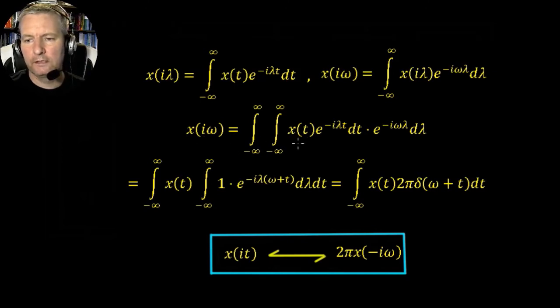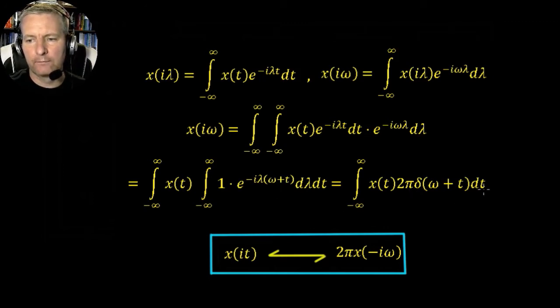Now we can take the x of t out of the integral sign here, and we'll have an integral from minus infinity to infinity of x of t, and we'll have a dt at the end. Now everything that's in the centre here, the integral from minus infinity to infinity of 1 times e to the minus I lambda omega t plus d lambda, well we've seen that before. That's really just the Fourier transform of a value of 1. Now the Fourier transform of 1 is 2 pi delta omega, but it's not quite the Fourier transform of 1 because it's actually omega plus t. So it's actually going to be 2 pi delta omega plus t.